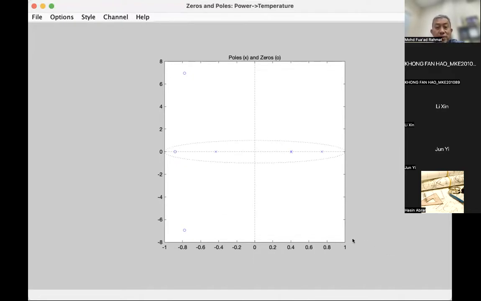You can see that the zeros and the poles, all poles are inside the unit circle. What is the meaning of that? Meaning that the system is stable. No issue of instability. But the two zeros are outside the unit circle, meaning that the system is non-minimum phase.